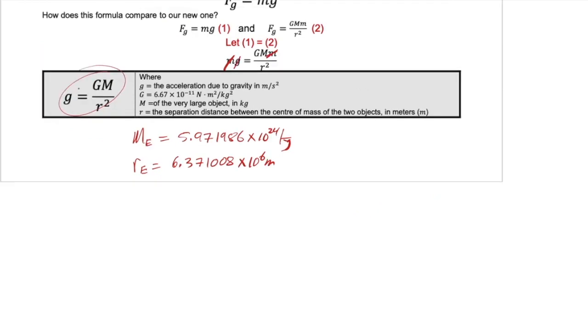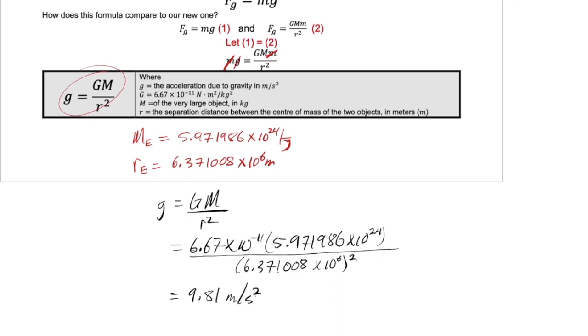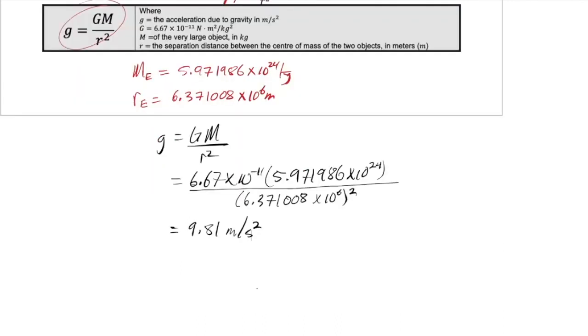Well, using this information here, we can calculate what little g is. g is big G, big M over r squared, which is equal to 6.67 times 10 to the negative 11 times the mass of the Earth, which is 5.971986 times 10 to the 24, divided by 6.371008 times 10 to the 6, all squared. And that works out to 9.81 meters per second squared. And there you have it, Newton's universal gravity law.